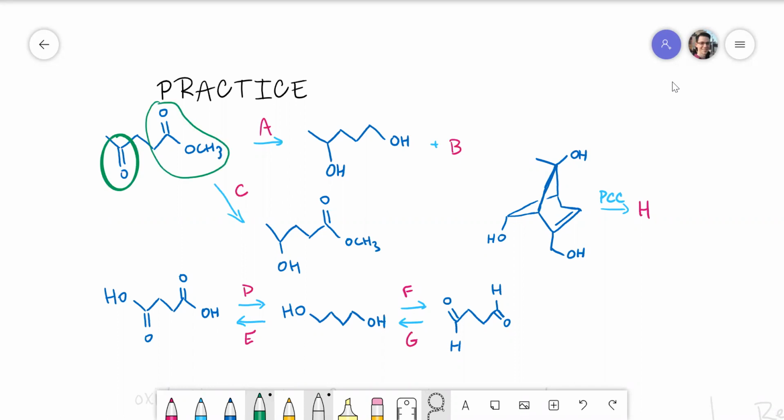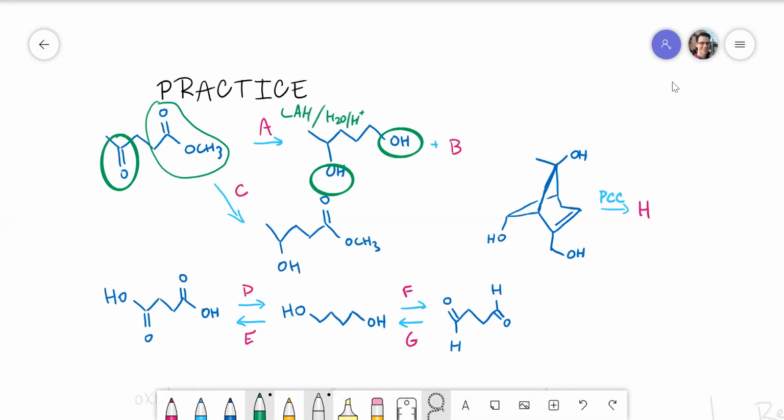An ester is all the way at the top of that oxidation ladder and can only be reduced by the most powerful reducing agents. So if we want to reduce both of those functional groups, we're going to need to use lithium aluminum hydride, followed by H2O and an acid.